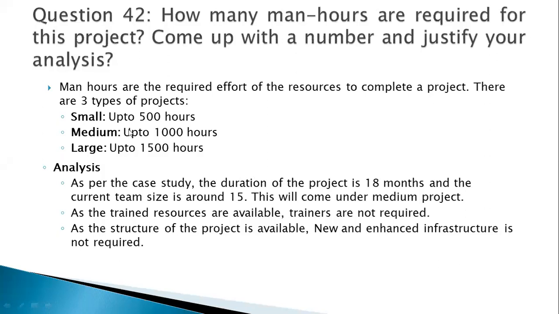So we have one person for 40 hours, right? We have 15 resources, 15 into 40, and we can calculate how many man hours we would require, guys. Okay. So let's assume I have 15 resources, then they'll work for 40 hours in a week. So 15 resources into 40 per week, but 18 months. So that is how we will calculate the man hours, guys.